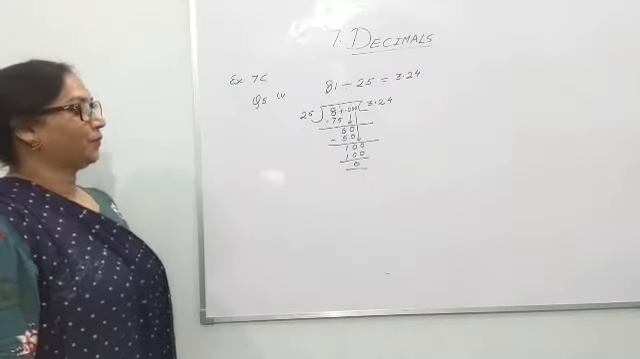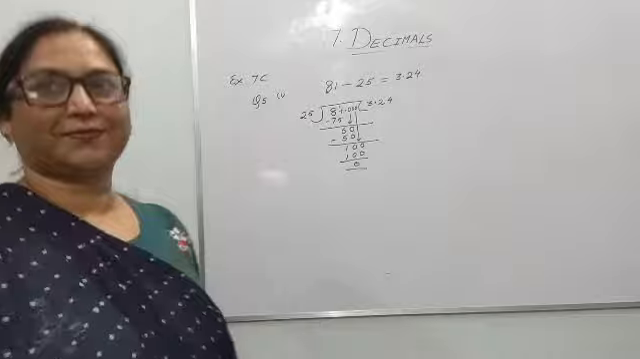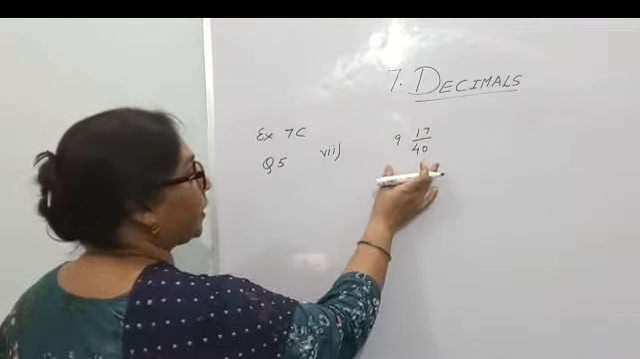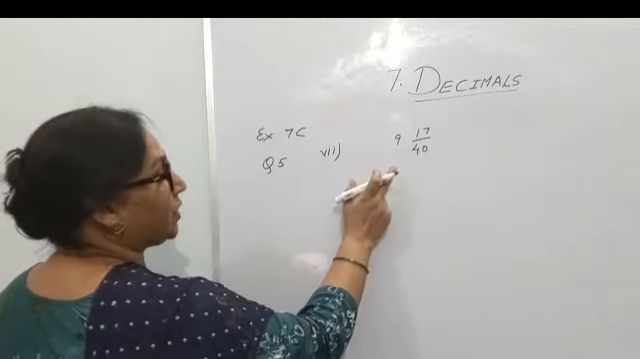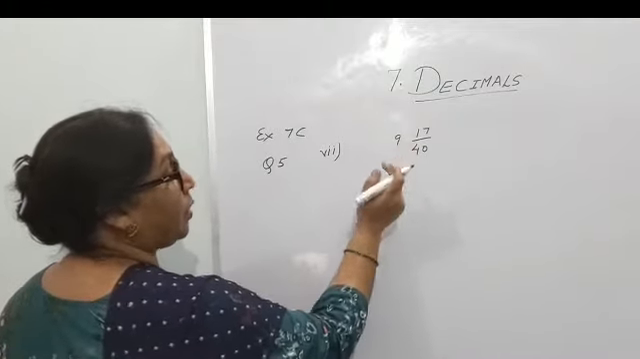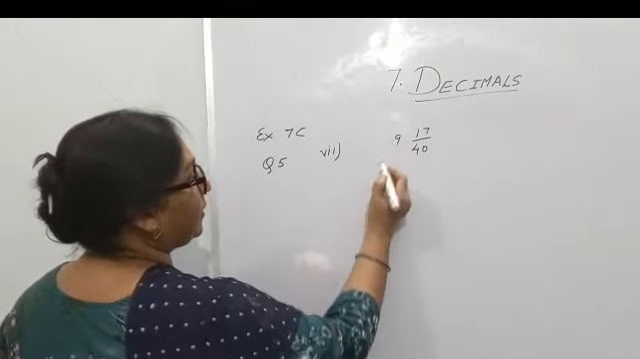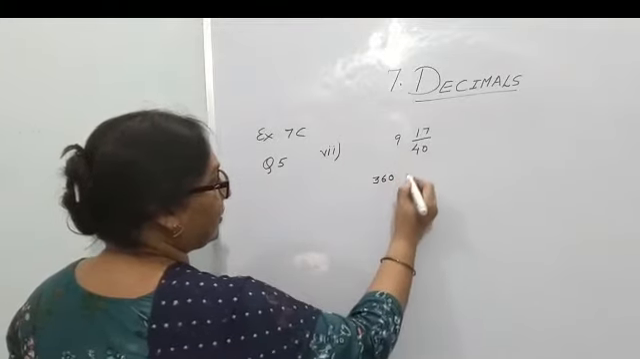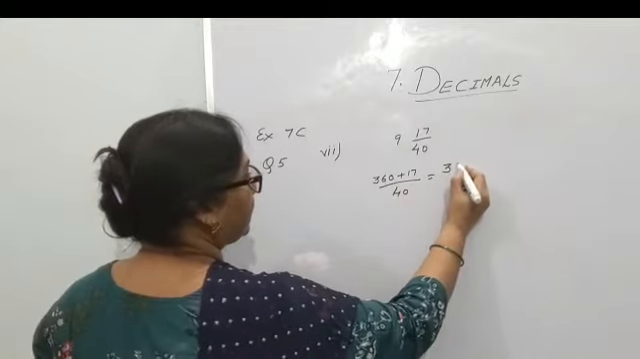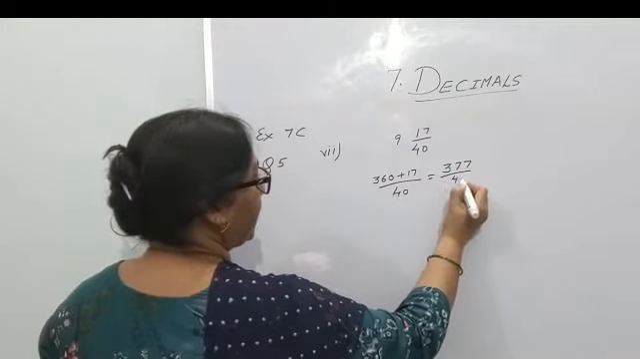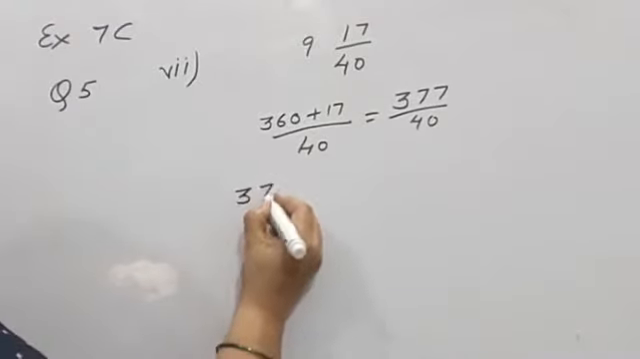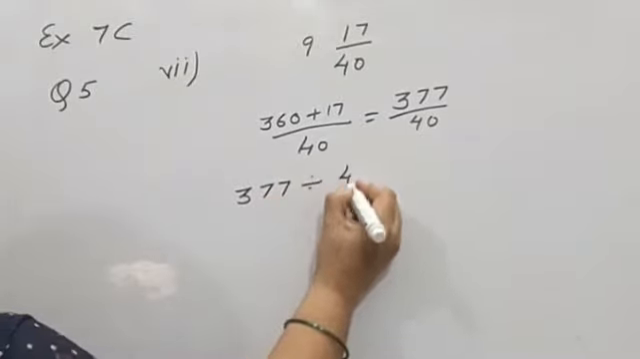Easy? I think it's now very easy. Children, next question. You are given a mixed number and the question is to convert this mixed number into a decimal. Again this question is of division. Step 1, convert this mixed number into an improper fraction. How will you change? 40 into 9, 360 plus the numerator 17 by 40 equals 377 by 40. Now write it in division form. It means 377 divided by 40.